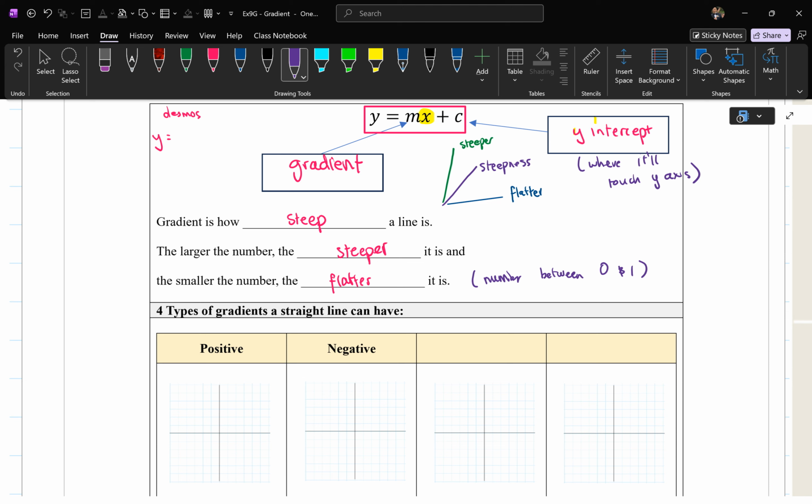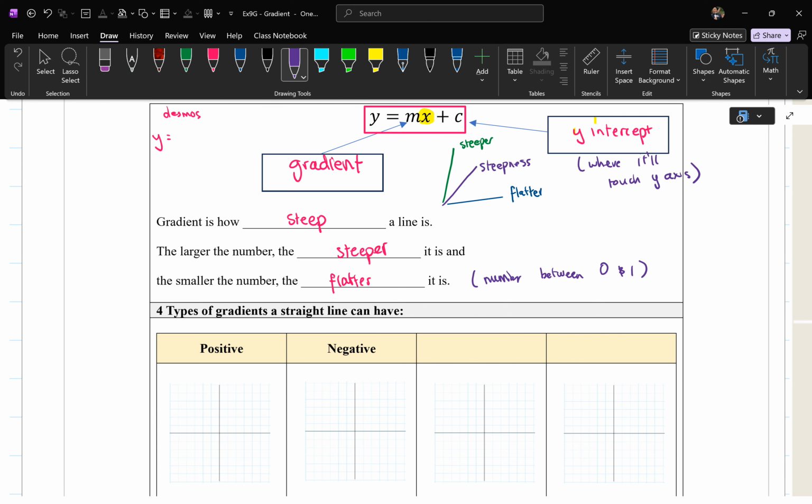M tells you the gradient, which is how steep the line is going to be. The larger the number, the steeper the line will be. The smaller the number, the flatter it will be. Okay? So far, so good? Yeah. So in the video, I described this a bit more in theory, but that's all you need to get your head around next year. That's what they're going to try to really describe.